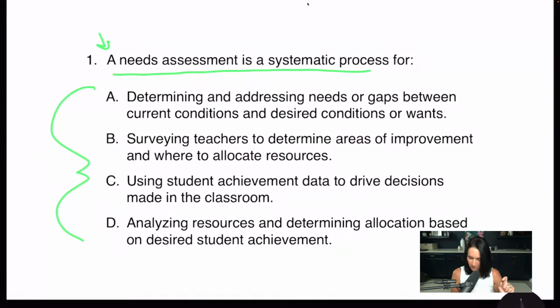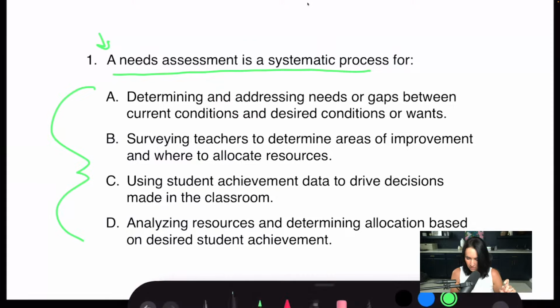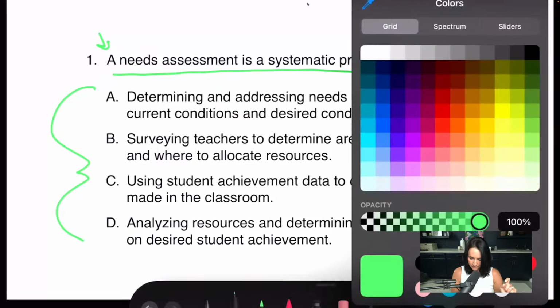I need a darker color. Hang on, guys. That green is a little too, I want purple. We're going to go purple.